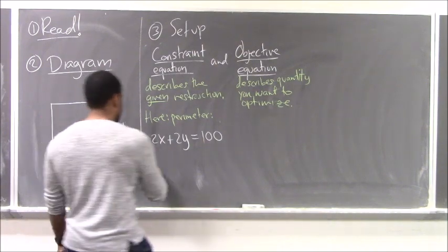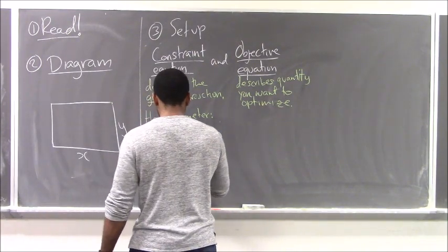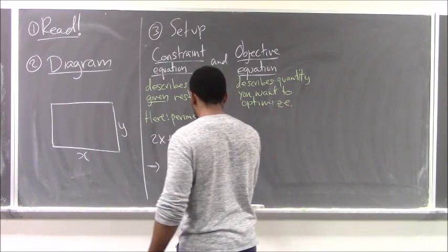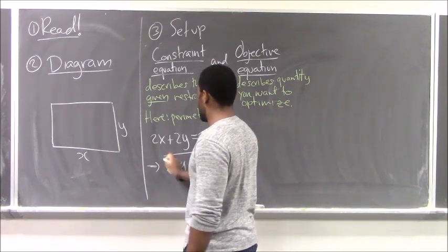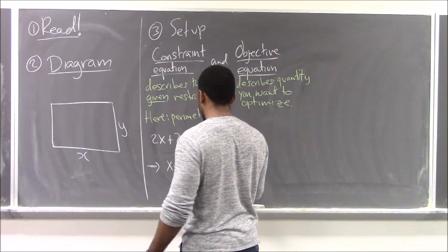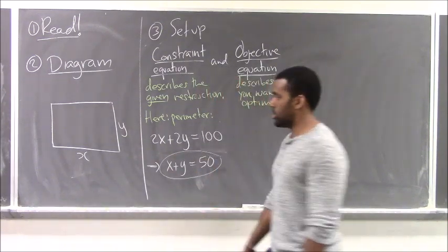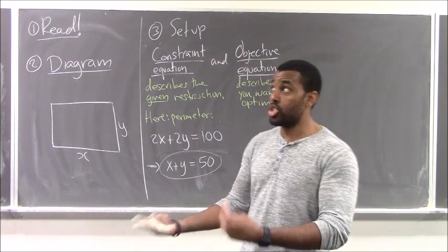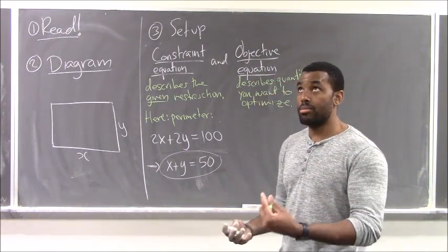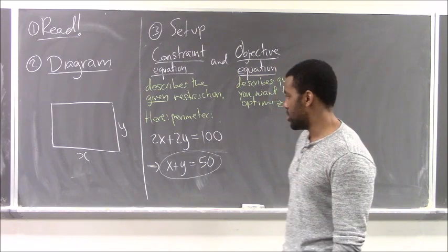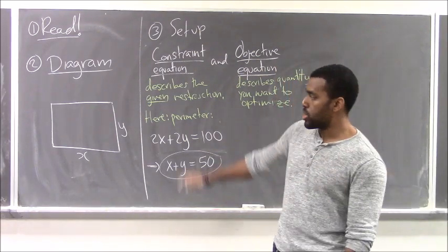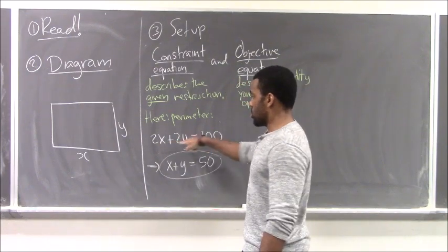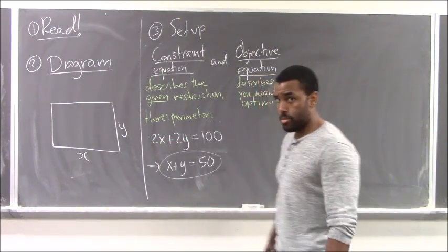And in fact, we can simplify this. x plus y equals 50. It's not the final answer, but that's your constraint equation. So the constraint equation describes the thing that constrains you, the restriction that he has. And in this case, the perimeter was the restriction. He only has 100 feet of fencing. So I wrote down the equation in terms of the variables I have.